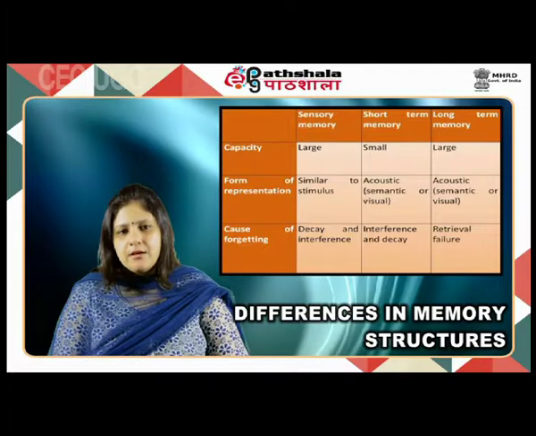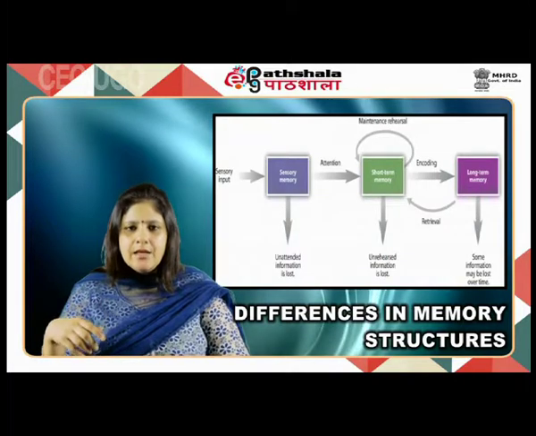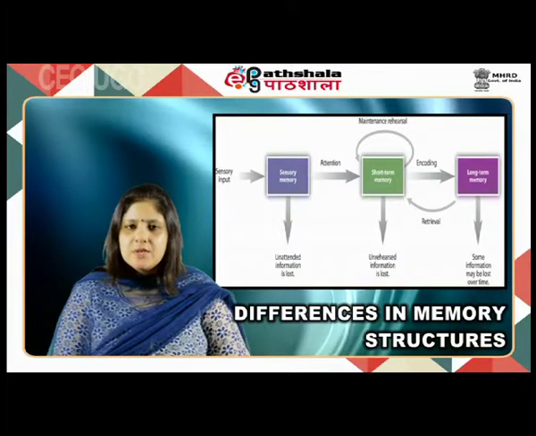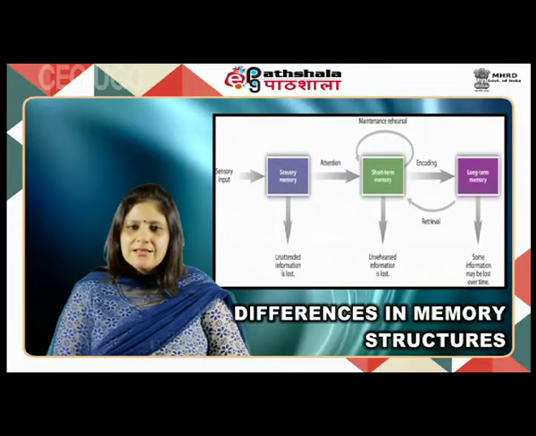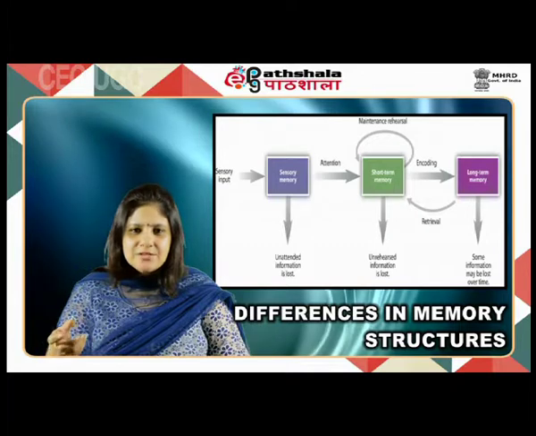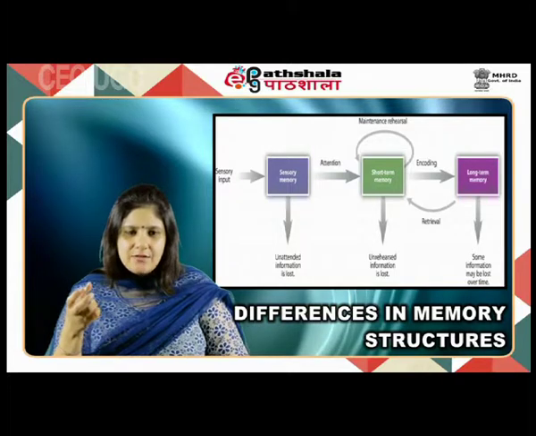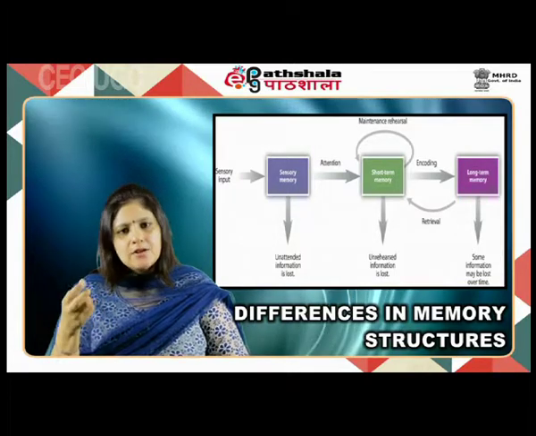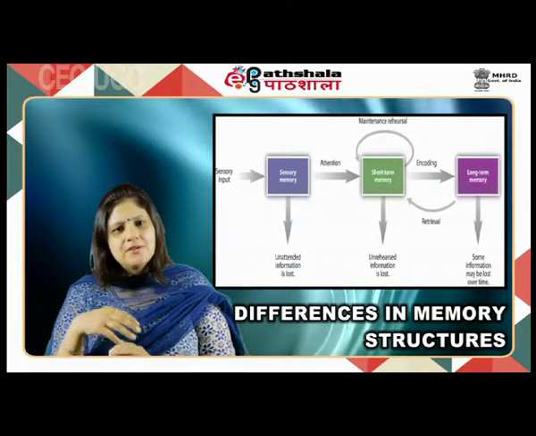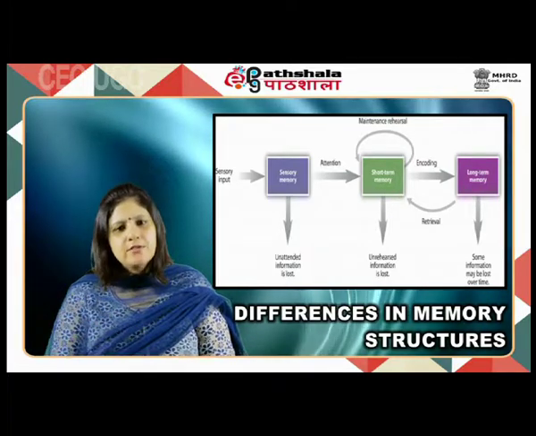Then the formation of representation would be similar to the stimulus. As the stimulus is there, you will try to represent it in the same manner. In short-term memory, it would be semantic and visual both, like visually you are seeing an object, whereas long-term memory is similar to short-term memory in this respect. Then forgetting: how we forget information. The causes of forgetting would be decay and interference, as we discussed in sensory memory. Short-term memory would include interference with decay, and long-term memory would involve retrieval failure, when you are not able to put information into certain pockets, so you forget that information.